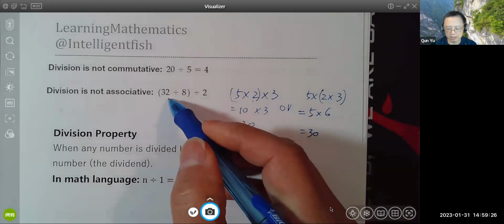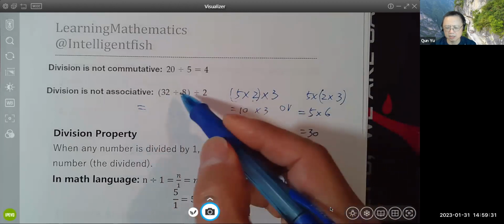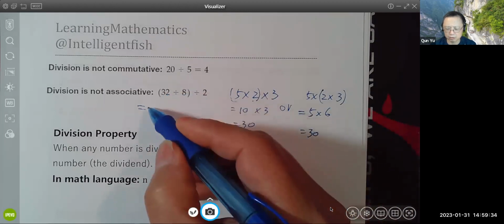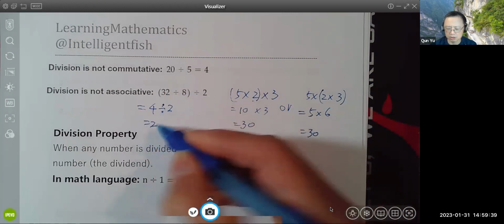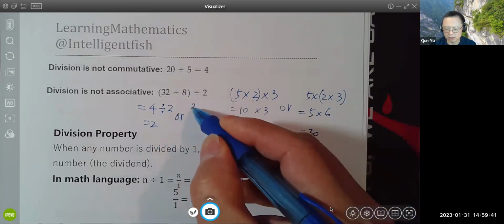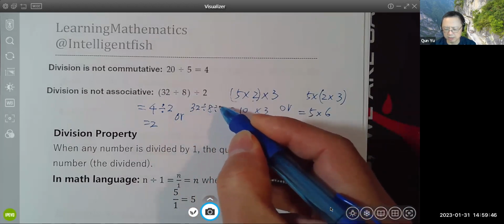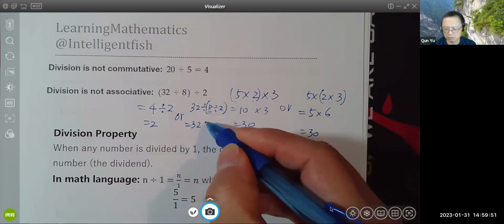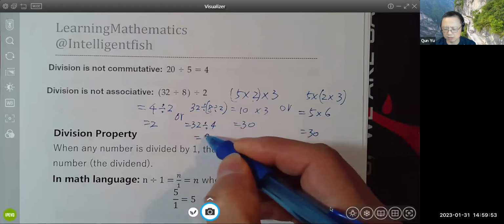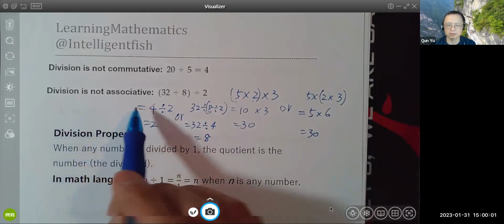Now, this is not the case for division. If we do the first operation first, 32 divided by 8, that's 4. Then 4 divided by 2, that's going to be 2. But if you do the second division first by associating these two numbers together, you get 32 divided by 4, which is 8. So the result is totally different. That means we don't have the associative property for division.